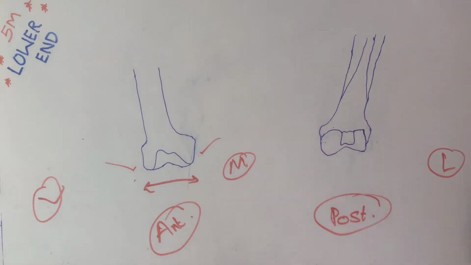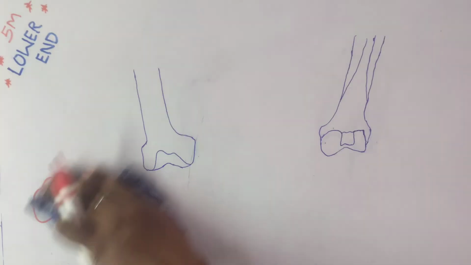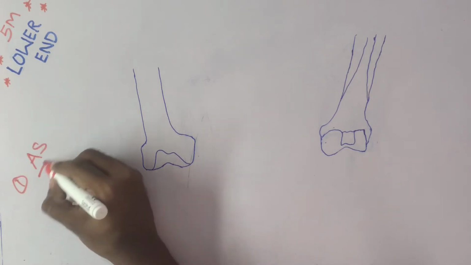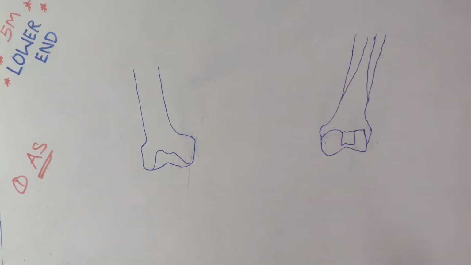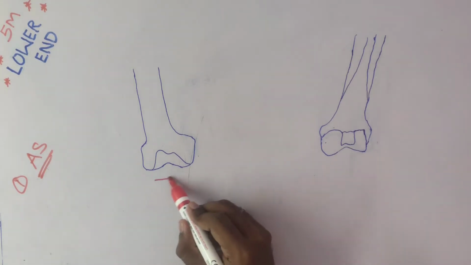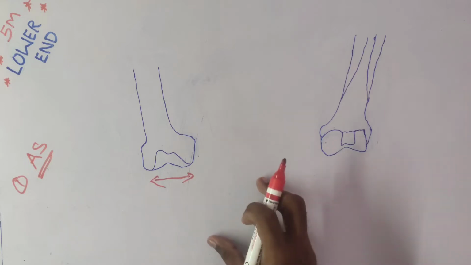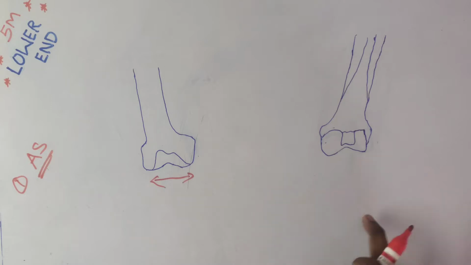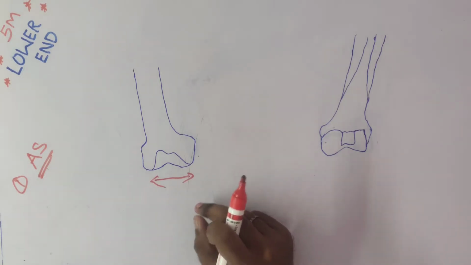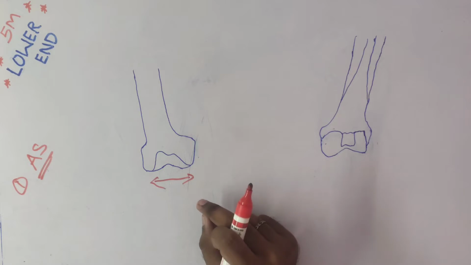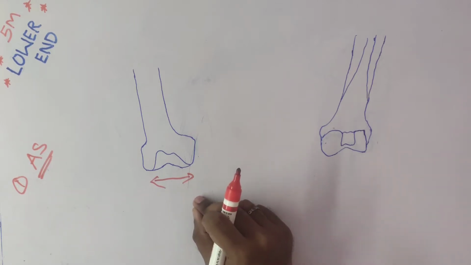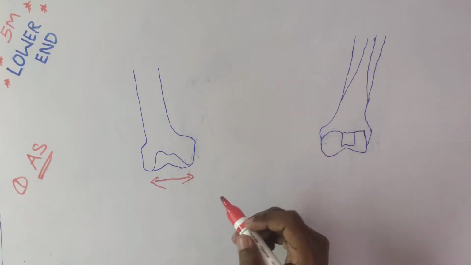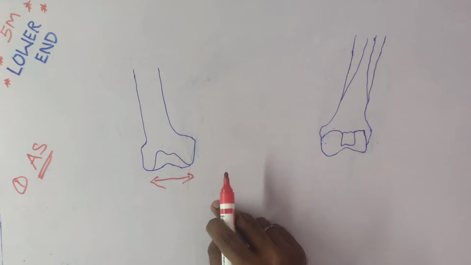Now coming to the main points of this lower end of femur. The first concept is the articular surface. The articular surface helps to form the knee joint. It has two condyles, with the anterior and posterior regions. The anterior articular surface is for the patella and covers the anterior surface of both condyles.